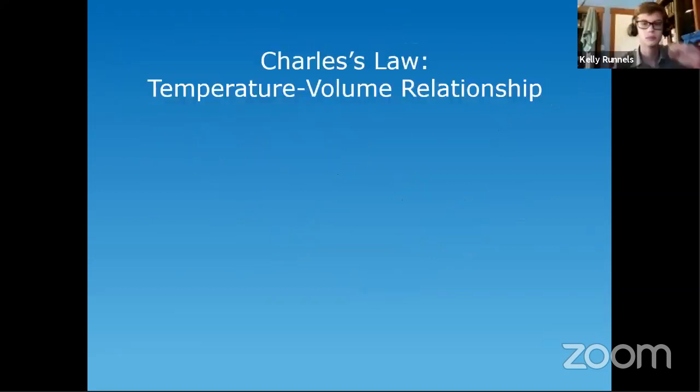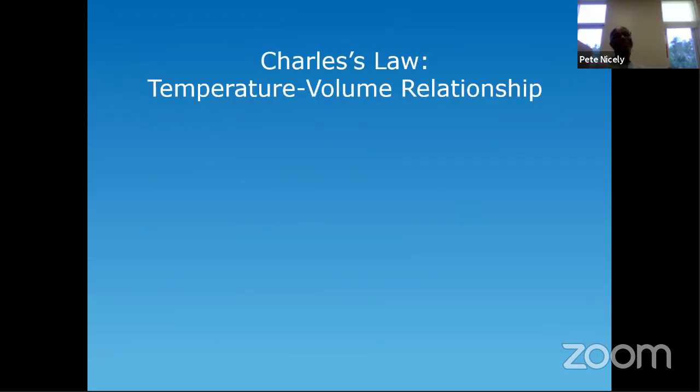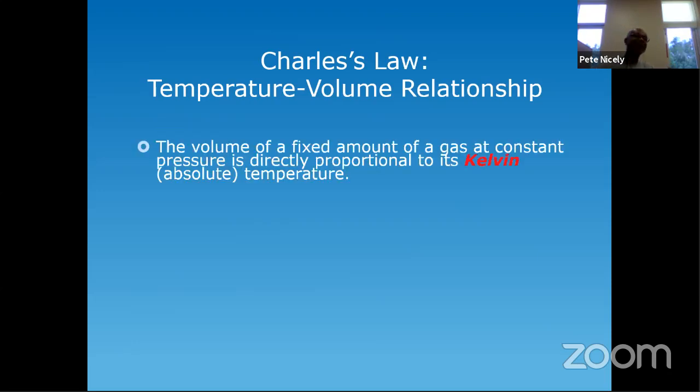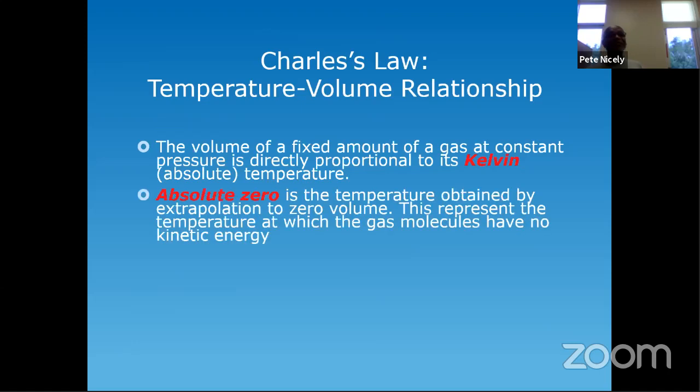Okay, moving along. So the next law we're going to look at is the relationship between temperature and volume, and this is Charles' law. Charles' law, stated in words, is that the volume of a fixed amount of gas at a constant pressure is directly proportional to its Kelvin, which is also the absolute temperature. And that's very important, as you're going to see shortly. The temperature must be expressed in Kelvin. We're going to get into the reasons why that is so.